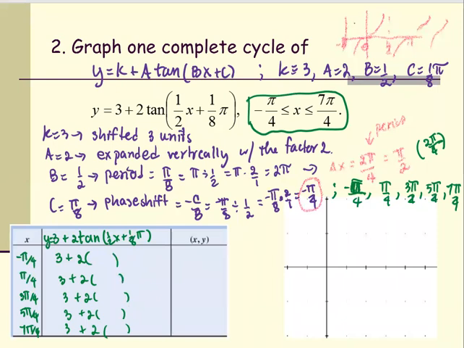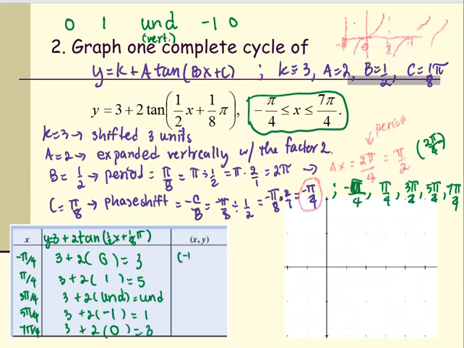The 5 key point values of the tangent, starting from 0 and then 1 and then undefined, which will give you the vertical asymptote here, and then -1 and then 0. So 0, 1, undefined, -1 and 0. The number at the point -π/4 will be 3, and then 3 plus 2, that's 5. 3 plus the undefined number is going to be undefined. 3 minus 2, that's 1, and 3 plus 0, that's going to be 3.